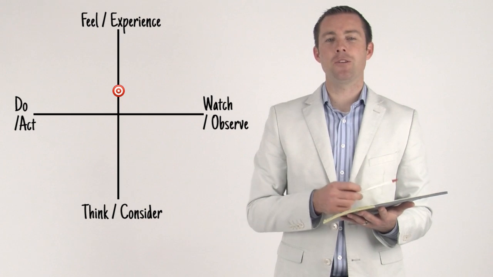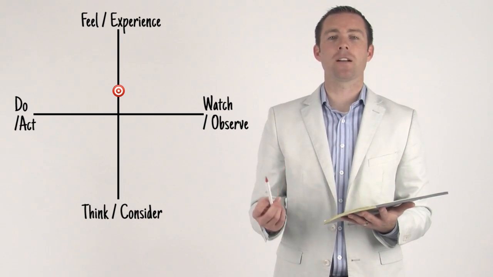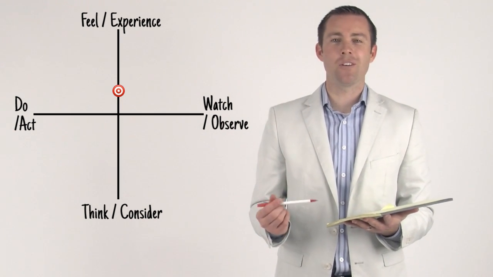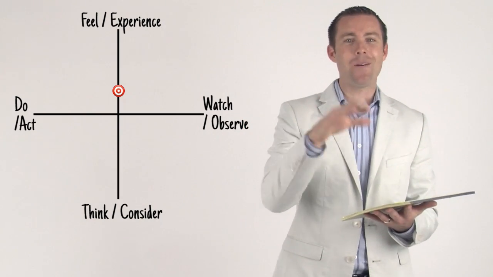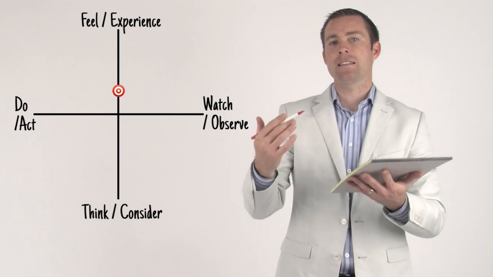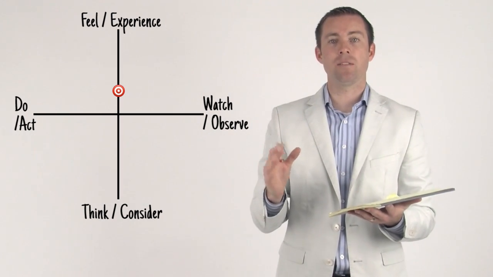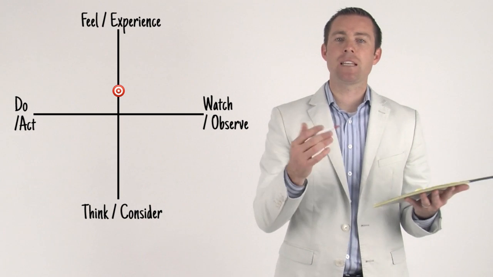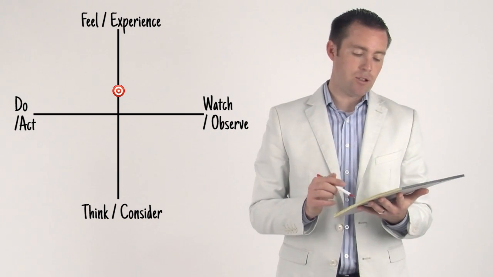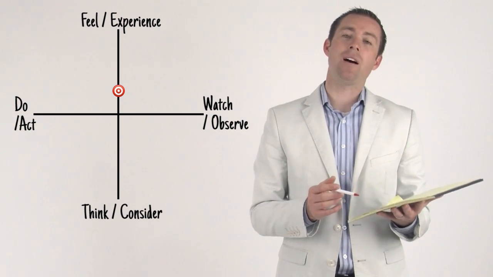Are you more of a do, act kind of person or more of a watch, observe kind of person? Are you more of a ready, fire, aim, just jump in and go after it? Or are you more of a sit back and assess the situation before you engage? Again, it doesn't matter. It's just how you process information. And so as you start to look at it, where do you plot your dot?